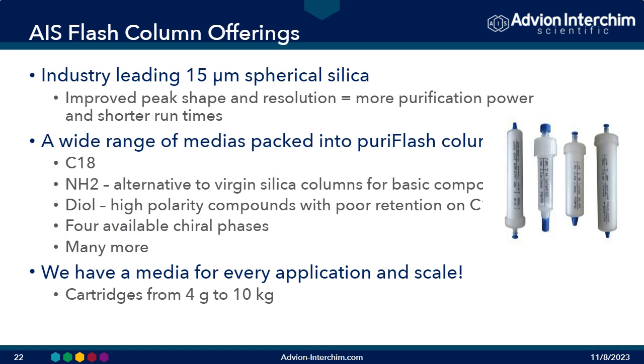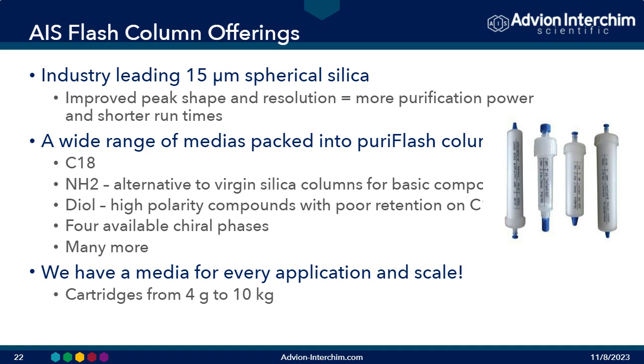So at AIS, we offer a wide range of flash columns. So the star of the show for me is the 15-micron spherical silica. This allows for improved peak shape and resolution, which in the end equals more purification power, shorter run times, more money saved on solvent. So that's a virgin silica, but we also offer several different C18 bonded phases, which are good for a wide range of polar and nonpolar compounds. We offer an amino bonded silica, which is an alternative to virgin silicas for basic compounds.